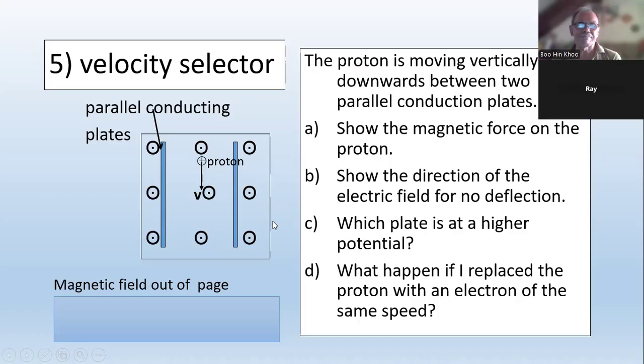Okay now, only 10 more minutes. The current is downwards, so the force is to the left, okay. There's a magnetic force. Show the direction of the electric field for no deflection. Where is the direction of the electric field for no deflection?